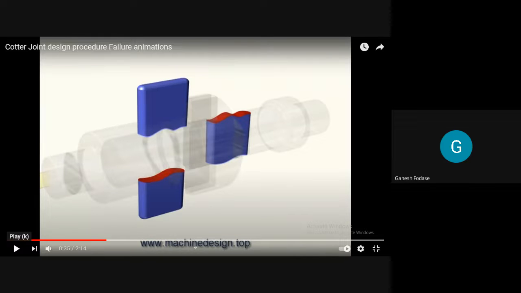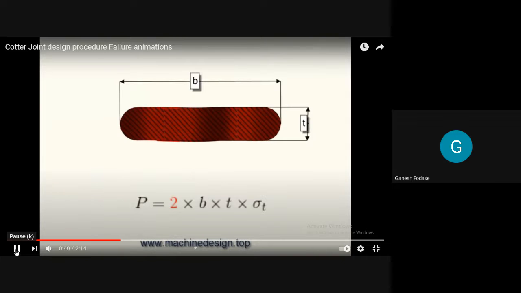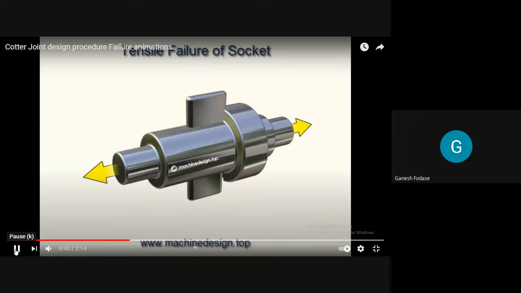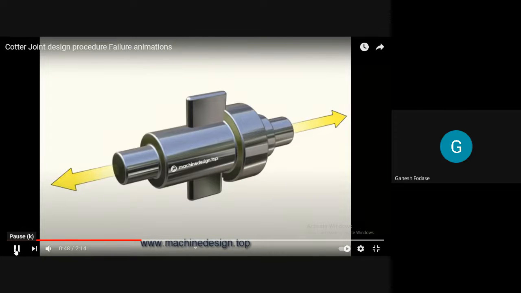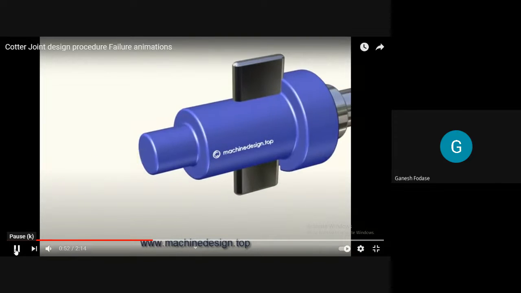ठीक आहे, फॉर्मूला आपण नंतर डिझाइनमध्ये घेणार आहोत. Shearing failure. Understand the area. B is width and t is thickness, so twice. Why twice? Double shear. Yes, good. Actually it's not sigma t, it should be tau. It was taken wrongly, but the notation is like that. Okay, next one. Now observe carefully.